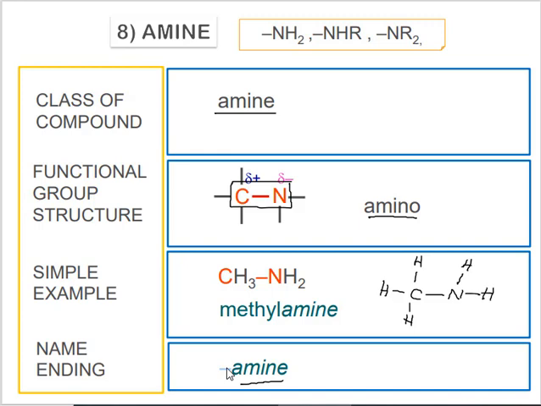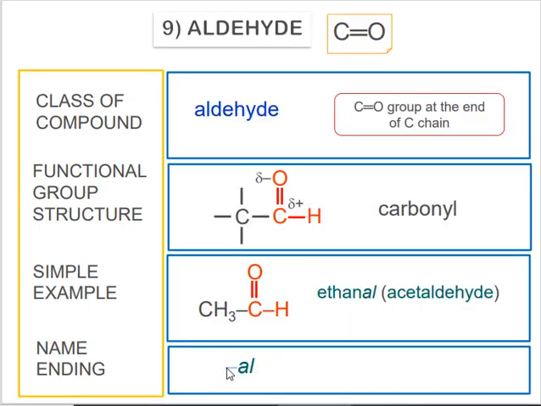Again, you should be able to determine the correct region which represents the amine functional group: carbon bonded to nitrogen. Next is aldehyde.